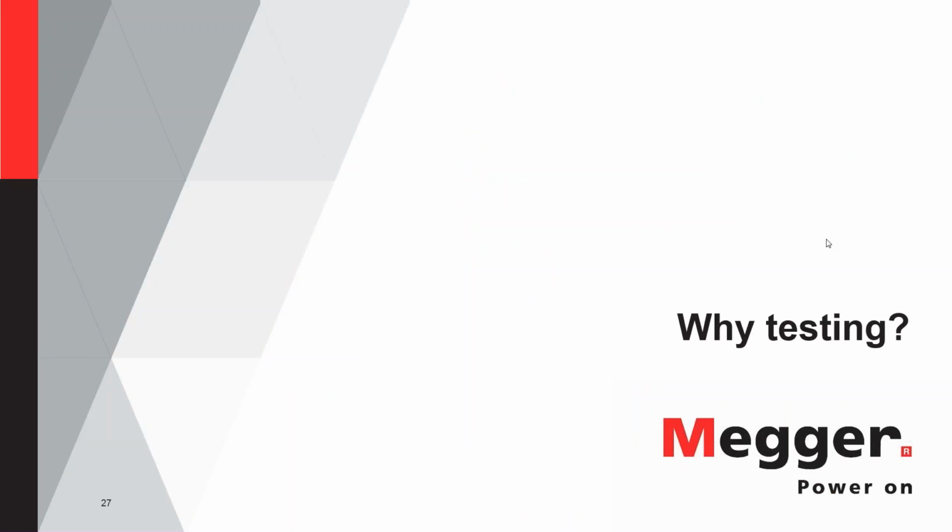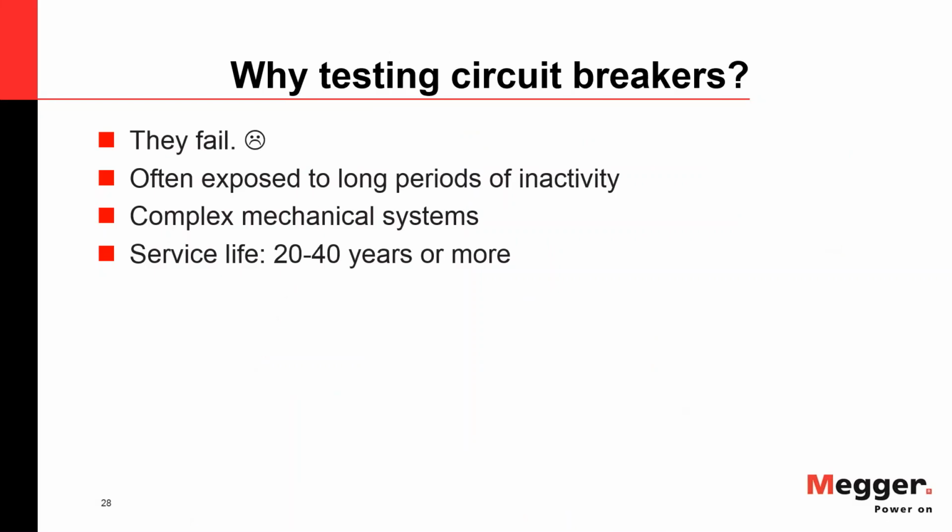Now, why are we testing? Why are we testing circuit breakers? Unfortunately, like any component in the network, in the grid, they can fail. They're often exposed to years and years of inactivity. I've personally seen breakers which have never been operated since they were installed. As I said, they are mechanical systems, so a lot of parts are interacting with each other, and if one component is not good, then the whole function of the system is in danger.